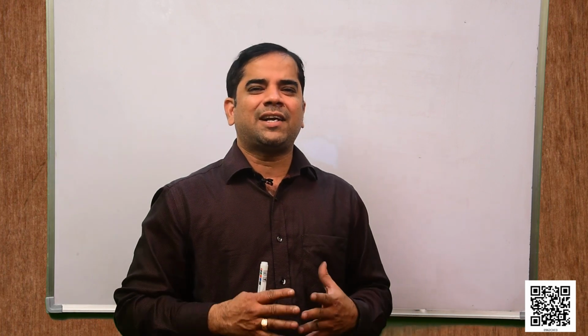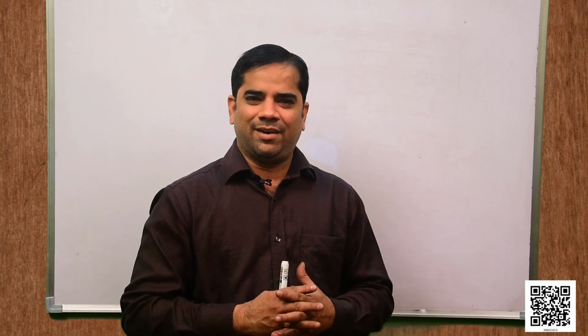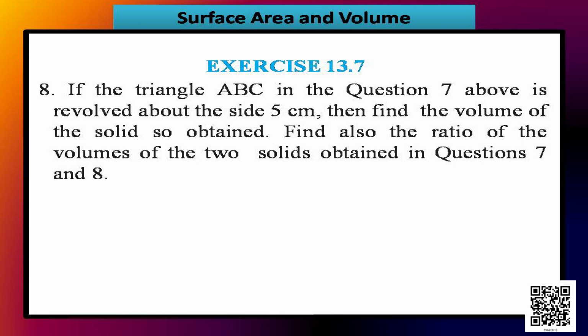So, students, let us now solve question number 8. Okay. It says a right triangle ABC with sides 5 centimeter, 12 centimeter and 13 centimeter is revolved about the side 5 centimeter. Then find the volume of the solid so obtained. Find also the ratio of the volumes of the two solids obtained when we revolve the triangle about side 12 centimeter and side 5 centimeter. Okay. So, let us solve the question.